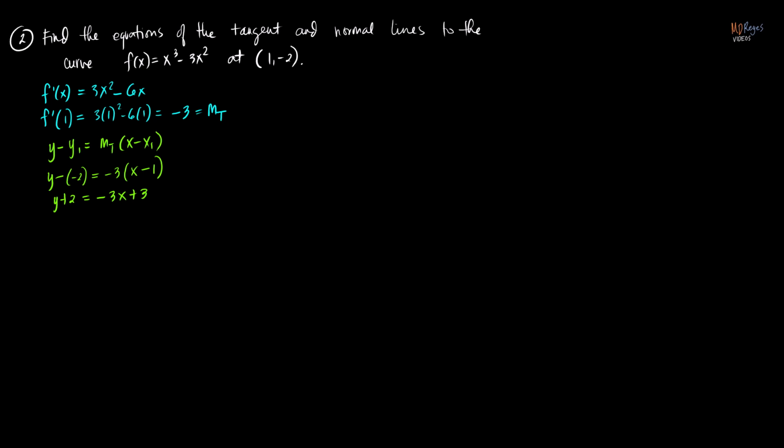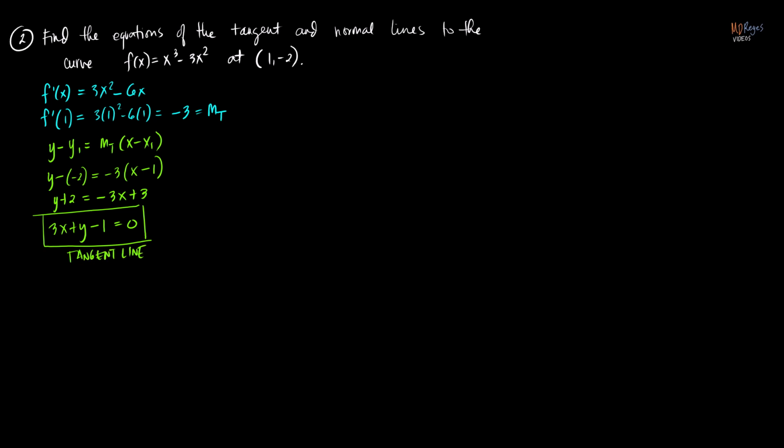So just transpose everything to the left and we'll get 3x plus y. Now upon transposing positive 3 to the left and combining it with 2, we'll have negative 1, equals 0. This is the general form of the equation of the tangent line.